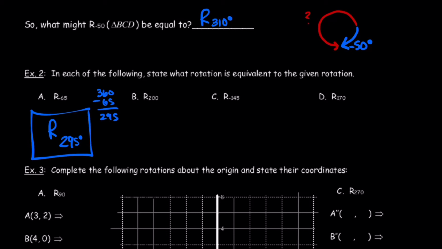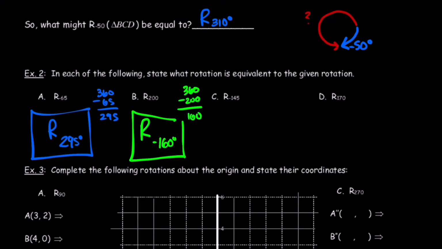So how about this one, a rotation of 200? Okay, well, I know the other one's got to be negative, and I just take 360 minus 200, and that gives me 160. So a rotation of 200 is the same as a rotation of negative 160 degrees.